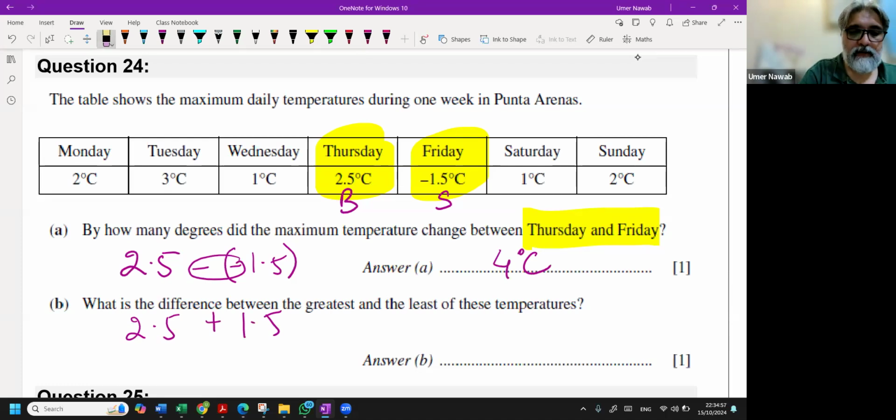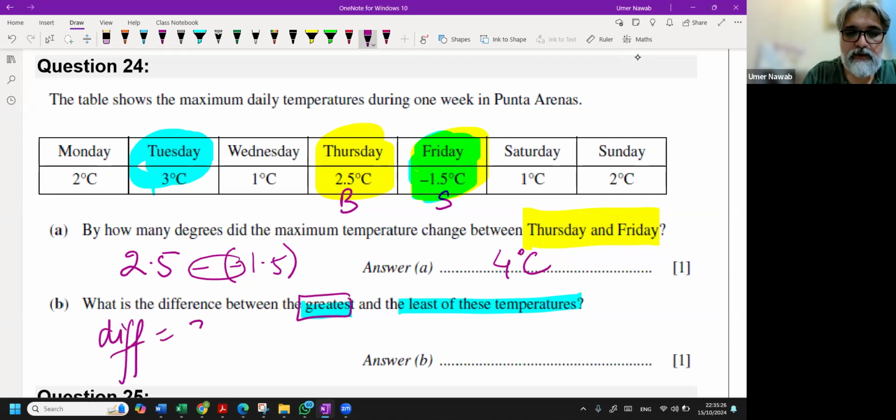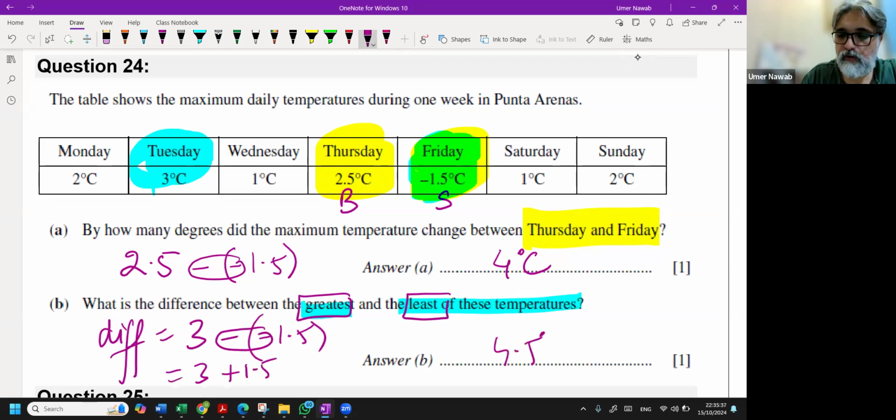Next thing is asking you difference. So difference tells you maximum minus minimum. As per the question, he said greatest temperature and the least temperature. Among all of them, the biggest temperature is on Tuesday, and the smallest temperature is on Friday. So difference, greatest value is 3 minus least value, which is minus 1.5. Again, minus and minus makes plus 1.5, and you get 4.5 degrees Celsius.